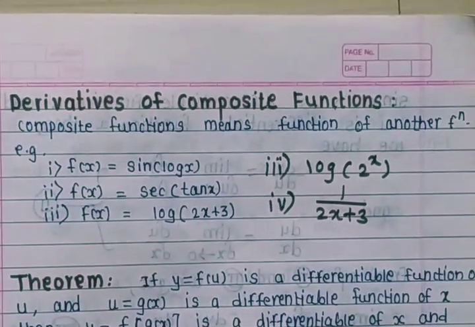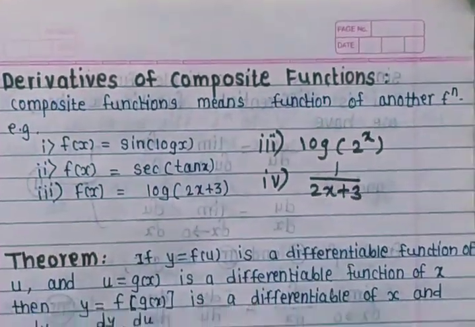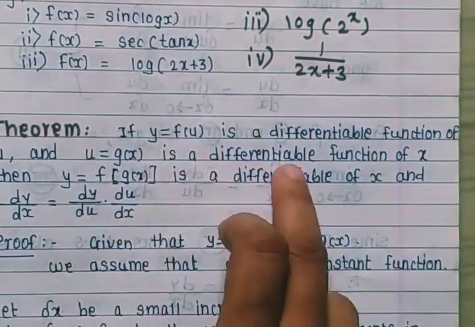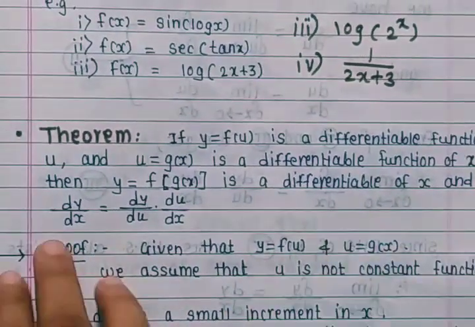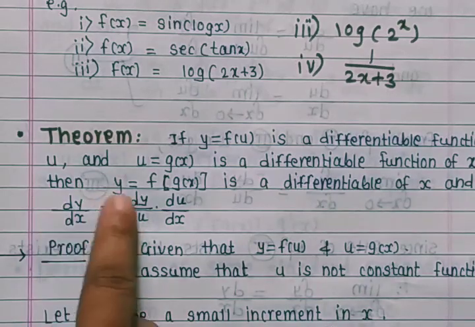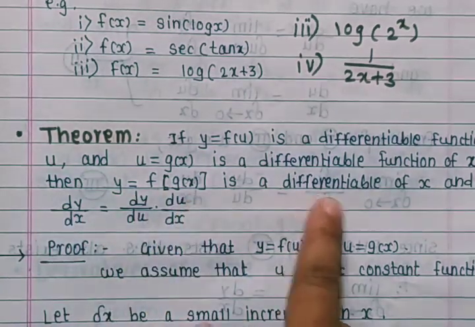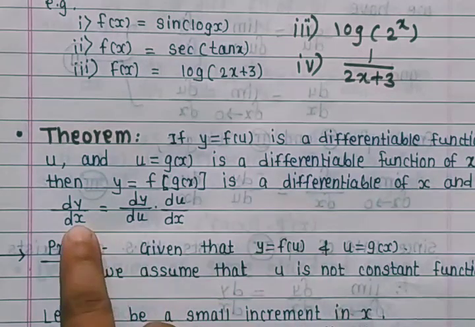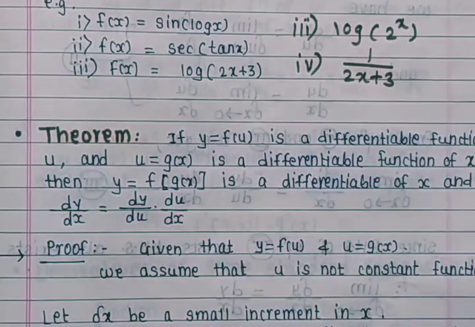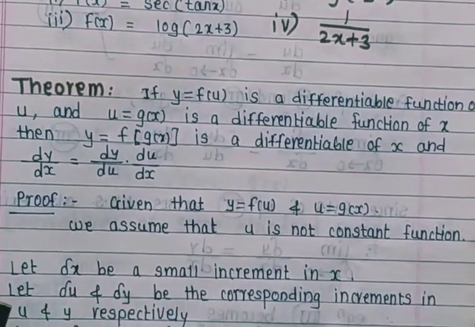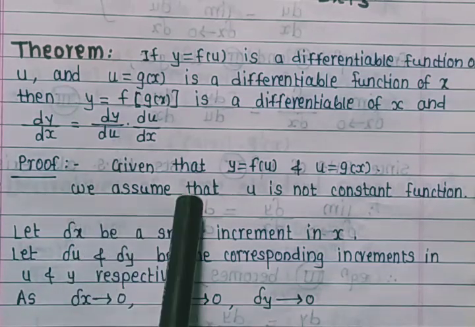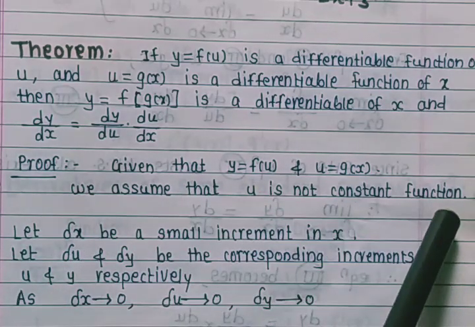Now we will see the theorem on derivatives of composite functions. The statement of the theorem is: if y equal to f of u is a differentiable function of u and u equal to g of x is a differentiable function of x, then y equal to f of g of x is a differentiable function of x and dy by dx is equal to dy upon du into du upon dx. In the proof of this theorem, firstly we have to consider that this u function is not a constant function.